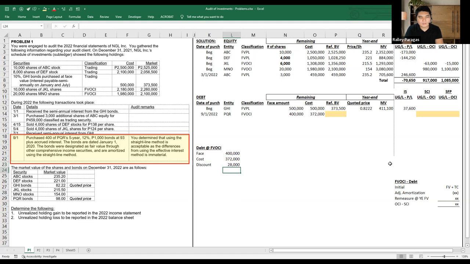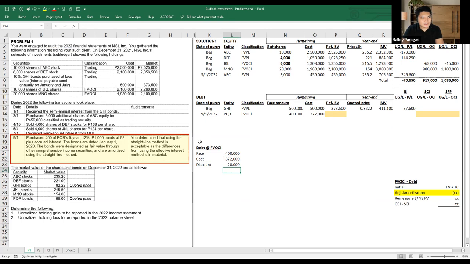No? So, meron tayong 28,000 na discount na i-amortize natin para makuha natin itong naka-highlight, okay, pang-adjust dun sa initial carrying amount. So, how do we amortize that? Via the straight line method. So, ilan na lang ba yung remaining term nung debt instrument na to? So, kailangan natin magbilang ng buwan, no?